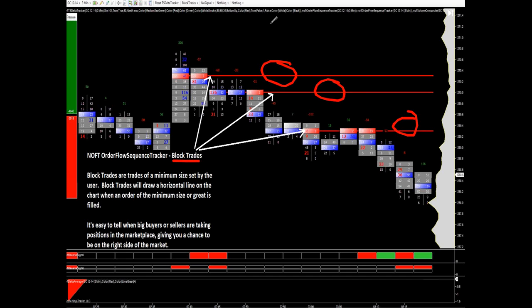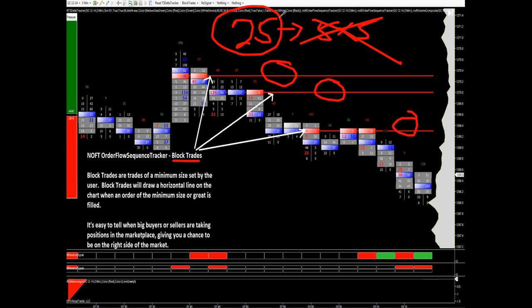Now, this is not trying to reconstruct the tape. Let's say I have this set to 25 contracts, and somebody decided to sell 5 lots of 5 contracts. It's not going to detect that. What we want to see is the real aggressive trader who's actually going to hit the market with 25 contracts or greater. That's what the block trades are.